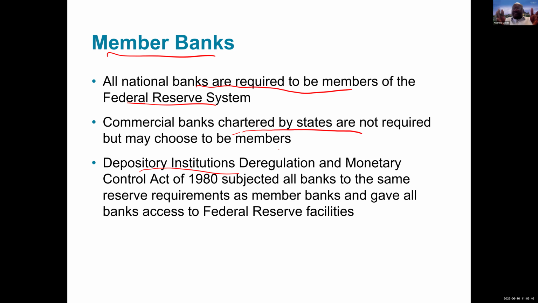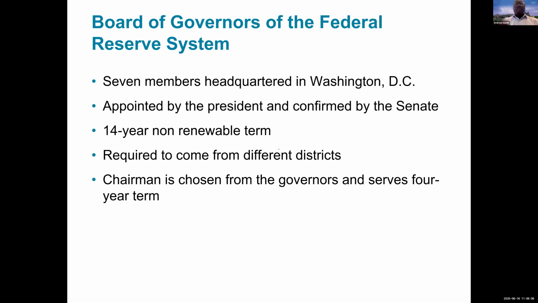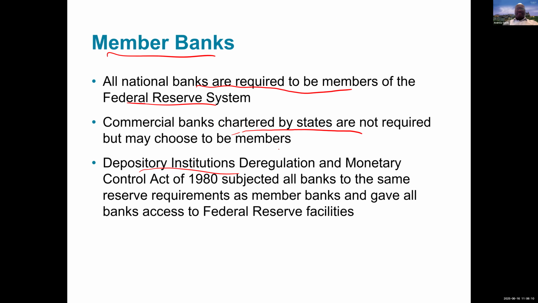But the Federal Reserve is very unique. That is part private and part public, because the 12 district branches of the Federal Reserve are partly owned by the public and partly owned by private commercial banks in the districts where they are located. So that's a uniqueness of the U.S. central banking system. Okay. So that's about member banks.